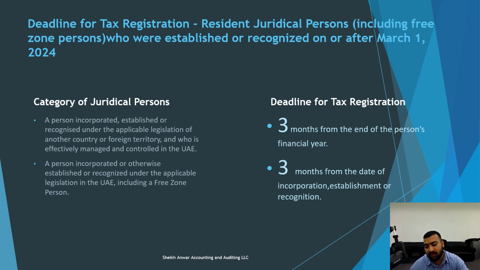So for them, after the ending, the 31st December, from there 3 months, it means 31st of March. And the next category is the person incorporated or otherwise established or recognized under the applicable legislation in the UAE, including a free zone person. For them, 3 months from the date of incorporation or establishment or recognition. Like if the person is getting the license on the 1st January, for them the registration date for the corporate tax registration is 31st March.